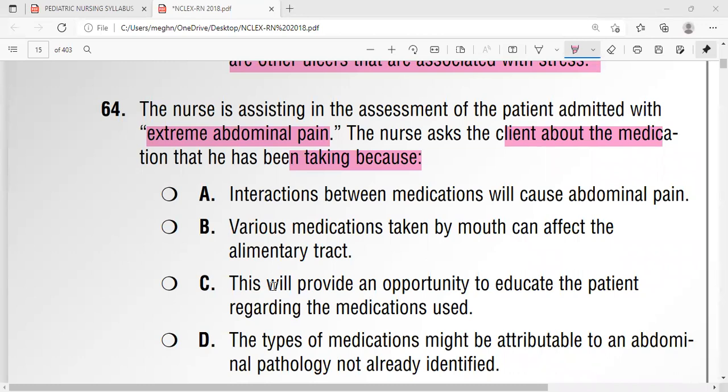Number C, this will provide an opportunity to teach the patient regarding the medication used. And number D, the type of medication might be attributable to an abdominal pathology not already identified. So the correct answer is number B, right?